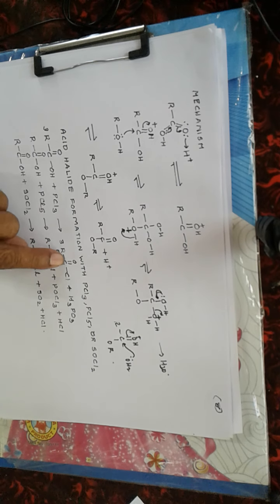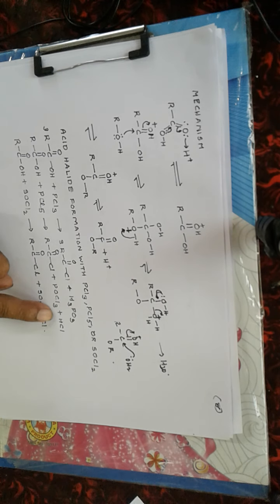Then acid halides are formed when an acid reacts with PCl3, PCl5 or SOCl2. This OH group in RCOOH behaves as the OH group in alcohol. PCl3 gives 3RCOCl and H3PO3. RCOOH plus PCl5 gives RCOCl plus POCl3 plus HCl, as in the case of alcohol. RCOOH plus SOCl2 gives RCOCl plus SO2 plus HCl.